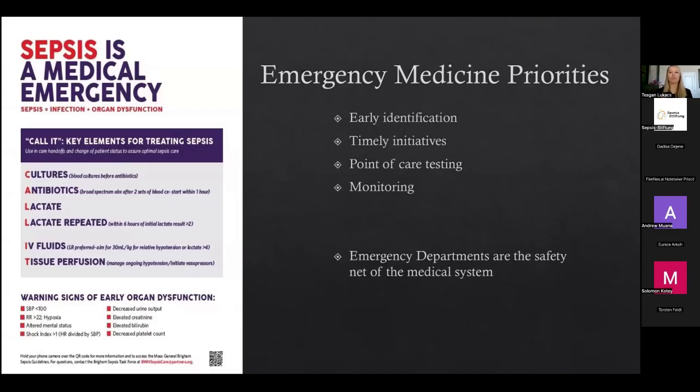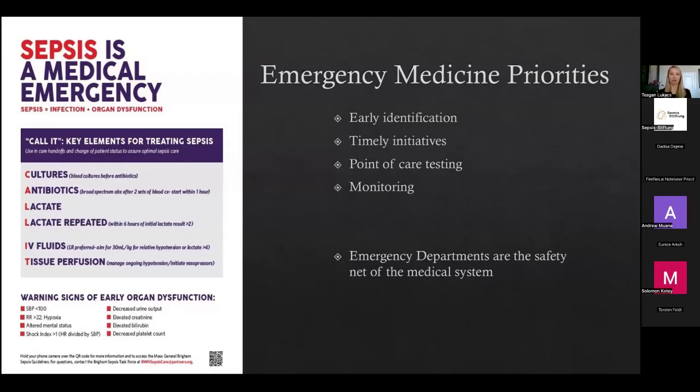So, recapping what in emergency medicine are really our priorities: identifying your patient from this pool of undifferentiated patients that come to your door sick every day. Making sure that we're doing timely initiatives, pulling cultures if we can, pulling lactate if we can, but not letting these things stand in the way of starting empiric antibiotics as soon as possible and starting IV fluids. Really using individualized hemodynamic markers to guide your fluid resuscitation.